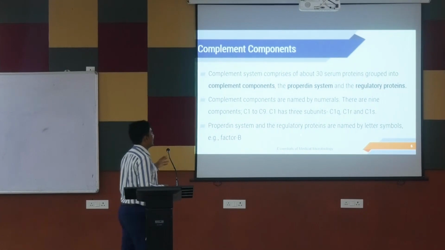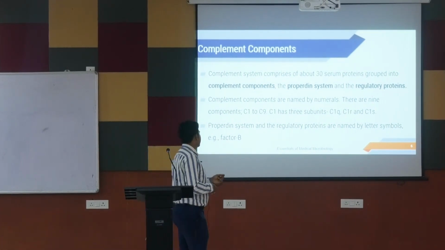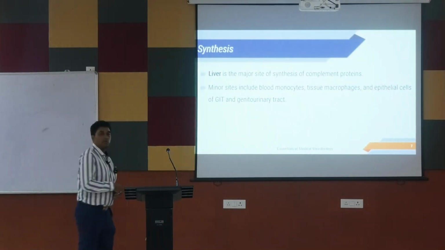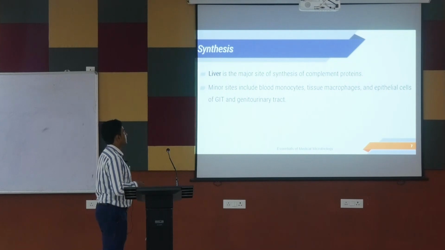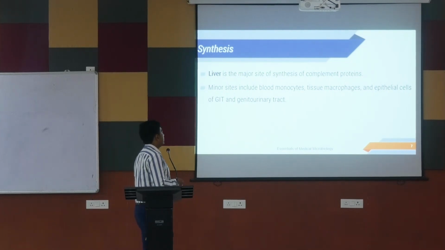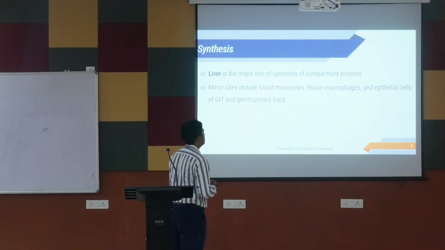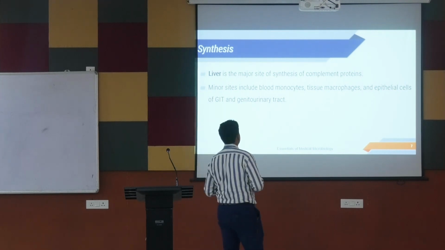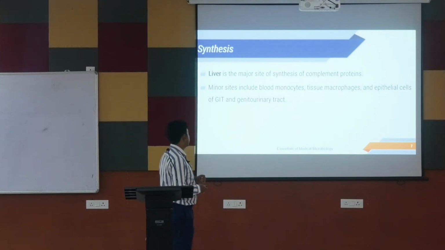The properdin system and the regulatory proteins are named by letter symbols like factor B. এগুলো সব কোথায় তৈরি হয়? Liver is the major site of synthesis of these complement proteins. The minor sites include blood monocytes, tissue macrophages and epithelial cells of the GIT and the genitourinary tract.